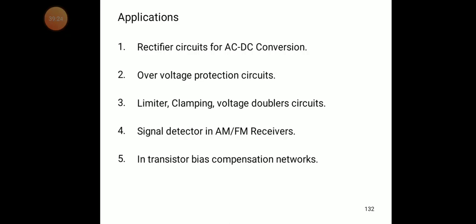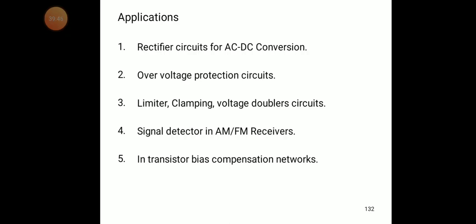Our applications and electronic devices work with DC, so we need to convert the AC voltage into DC voltage. At that place we use the PN junction diode. We use this PN junction diode. What is it doing?